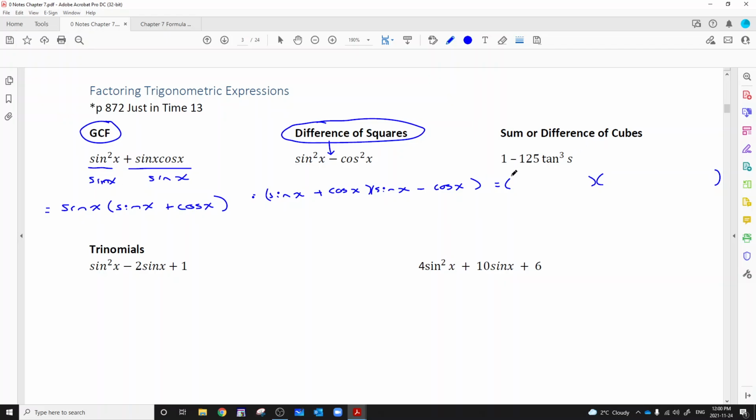Okay, so to factor a sum or difference of cubes, the first few steps are the same regardless. You take the cube root of the first term, so the cube root of 1 is 1. The cube root of 125 is 5, and the cube root of tan cubed s is tan s. Now here's where it gets weird.